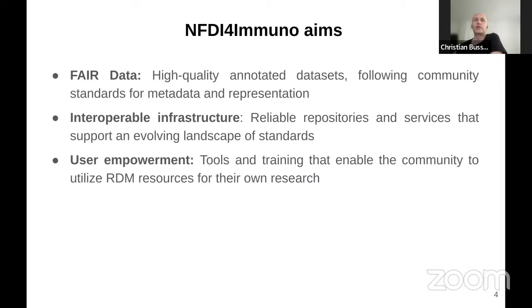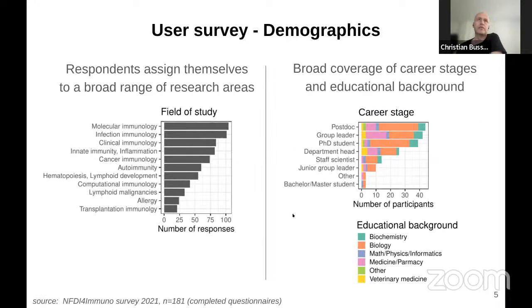One of the first questions that we needed to solve when we started was, of course, what is actually the scope? What are all the data types that we need to cover because they are of unique importance to people in immunology? To this end, we conducted a survey. This happened in the second half of 2021.